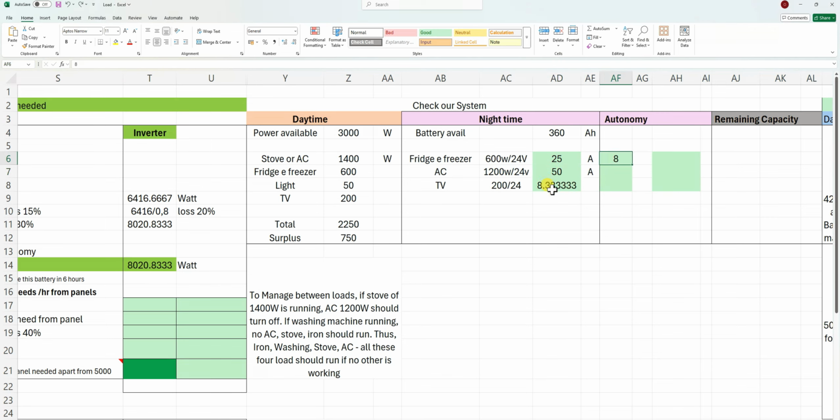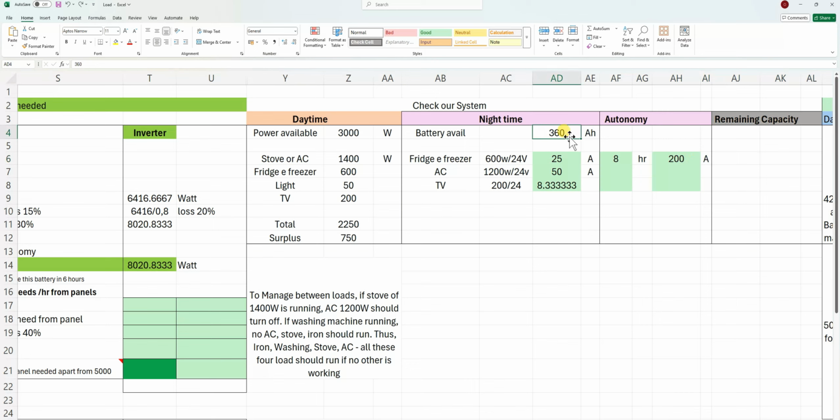Then autonomy. For the fridge and freezer, autonomy is only needed at night, because during daytime I have already calculated it here. So I need autonomy of 8 hours. Then by multiplying 8 with the ampere, this is 200 amperes I will be needing, keeping in mind my battery capacity is 360 ampere.